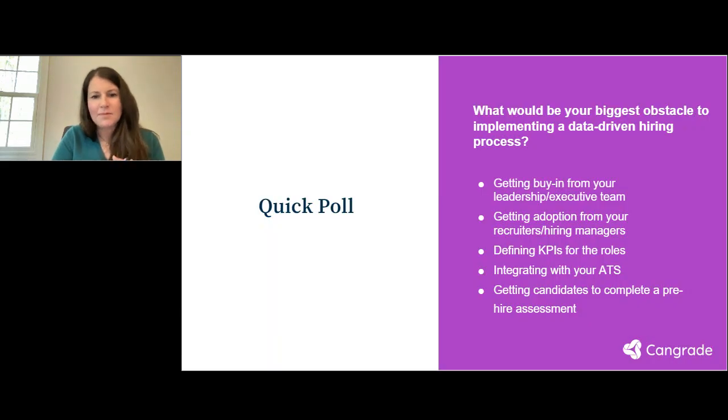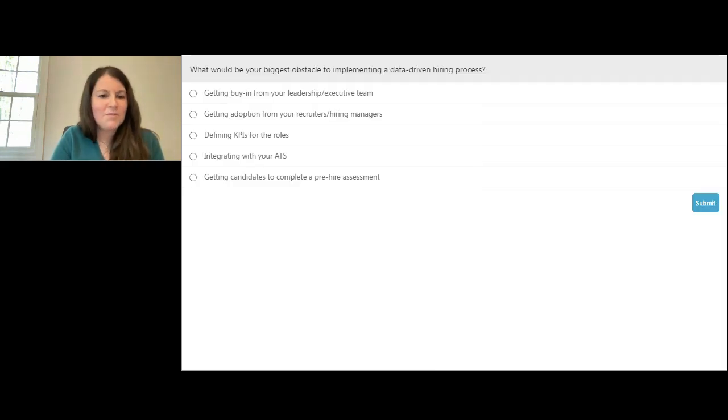All right, so this is the last poll in our presentation. And I want to get your feedback here. Which would be your biggest obstacle in implementing a data-driven process? Now again, pick one. There's no right answer. Is it getting buy-in from your leadership team? Getting adoption from your recruiters or your hiring managers? Defining KPIs for the roles? Integrating with your applicant tracking system? Or getting candidates to complete a pre-hire assessment?